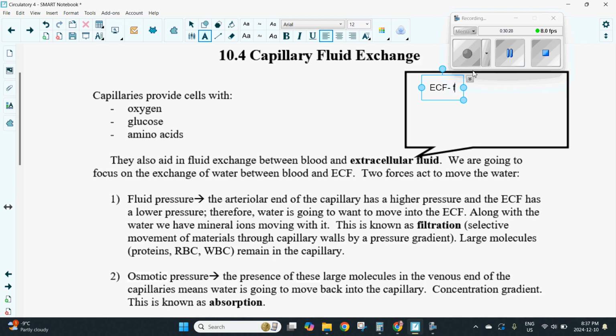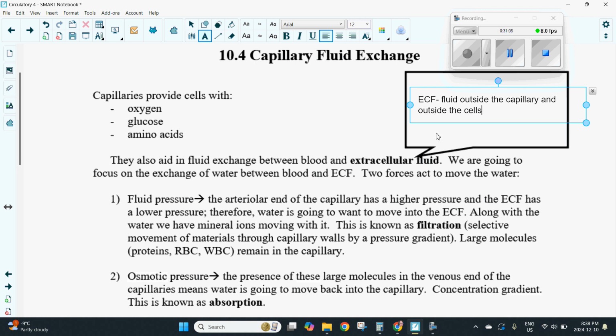This is the fluid outside the capillary and outside the cells. So the ECF is very, very important because things that come out of the capillary bed and are trying to get into the cells first come out of the capillary bed and go into the ECF and then into the cells. So it's a step-by-step process.